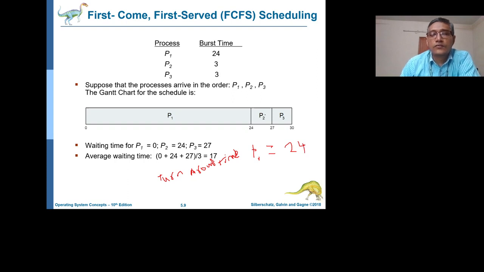What about the turnaround time of P2? P2 is completed at 27, right? So P2's turnaround time will be 27 minus the time it was submitted to the system. It also arrived at the system at the 0th millisecond, so it is 27. And what about the turnaround time of P3? P3 is completed at 30 milliseconds. It arrived at the system at 0 milliseconds. So P3's turnaround time is 30. Add all these, 24 plus 27 plus 30, and divide by 3 to get the average turnaround time.